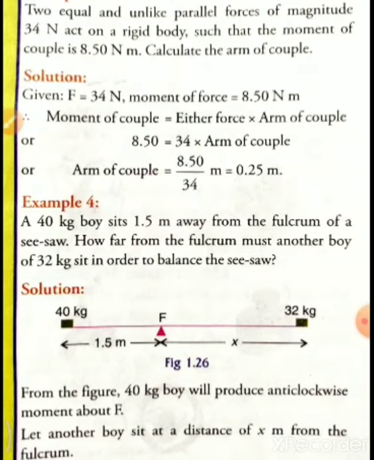So just put the values of the given things. So 8.50 is equal to 34 into arm of couple. So arm of couple is equal to, when 34 goes to the left hand side, it will be divided. So 8.50 divided by 34 meter is equal to 0.25 meter. Did you understand that one?